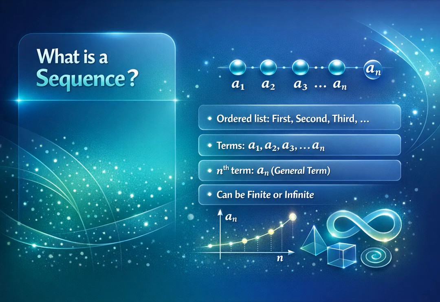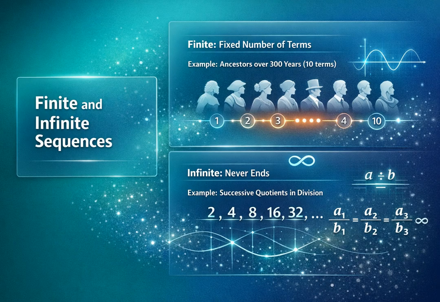We denote terms as A1, A2, A3, up to an, where the subscript indicates position. The nth term, called the general term, is the most important for finding patterns. Sequences can be finite or infinite. A finite sequence has a fixed number of terms, like counting ancestors over 300 years, which gives exactly 10 generations. An infinite sequence never ends, like the successive quotients when dividing 10 by 3, which continues forever.